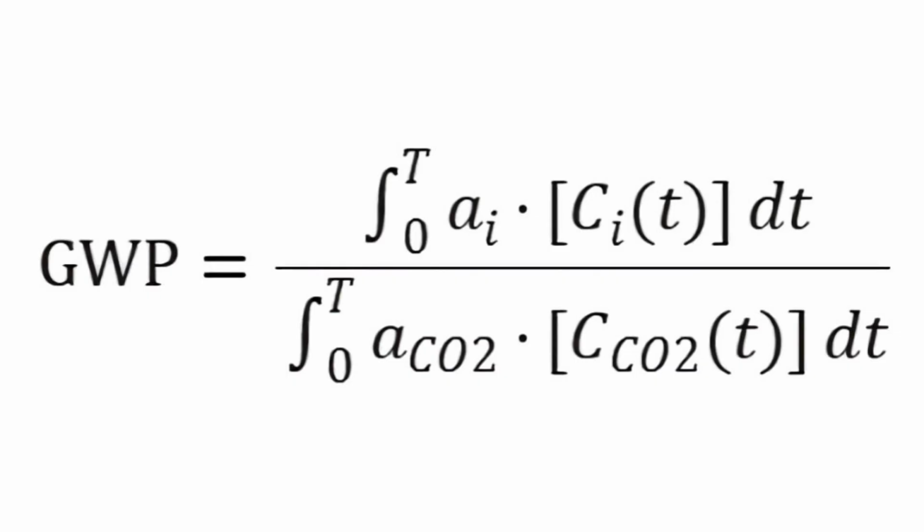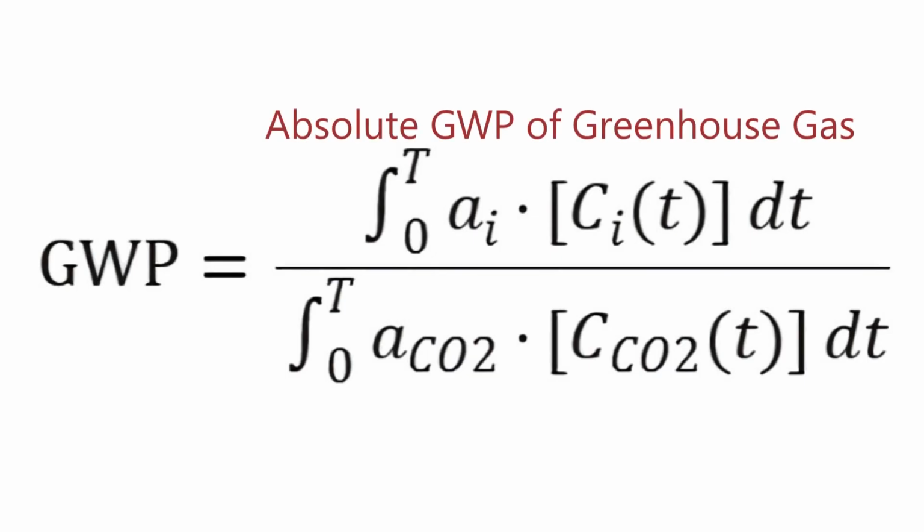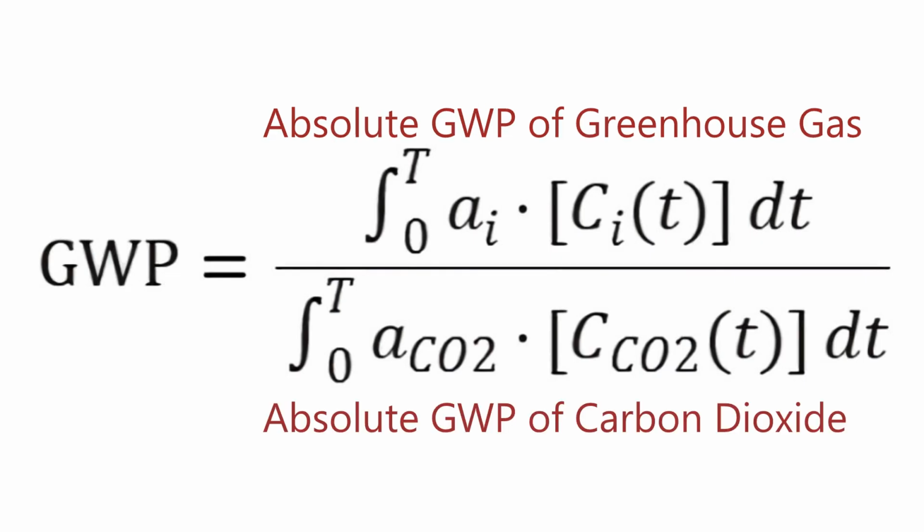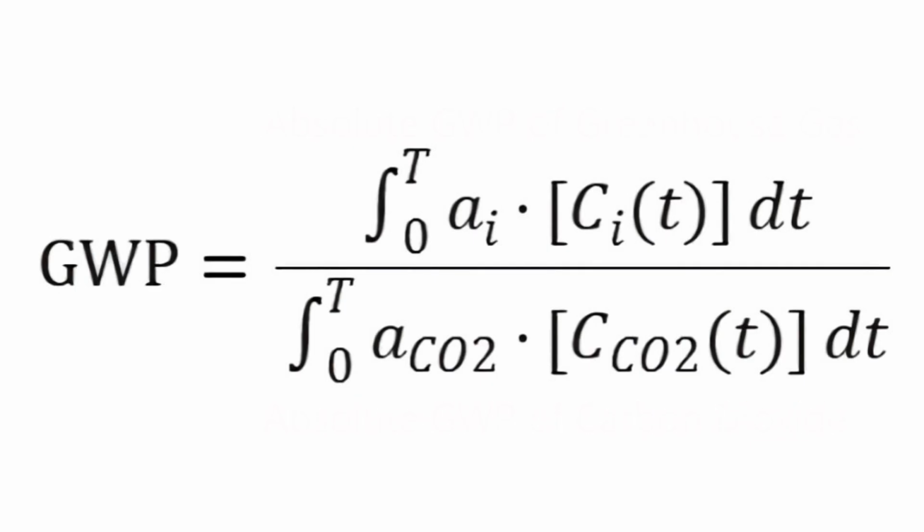Now let's take a look at the formula shown here. GWP is a ratio. The numerator on the top calculates the absolute global warming potential of the gas being tested. The bottom, the denominator, calculates the absolute global warming potential of carbon dioxide, which is the reference gas. By absolute global warming potential, we mean the global warming potential not referenced to CO2. In other words, absolutely the amount of radiative forcing that gas is doing.